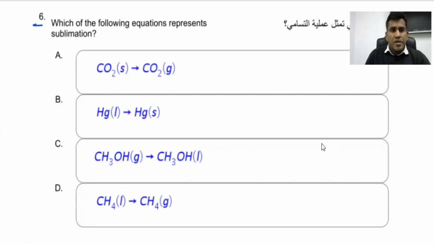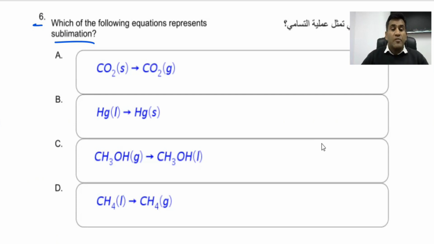Question number 6 is, which of the following equations represents sublimation? So what actually is sublimation? Sublimation is basically a phase change due to the transfer of heat. When we talk about phase change, some compounds go from solid to liquid, then liquid to gaseous, and there are some compounds which convert directly from solid to gaseous without passing through an intermediate liquid state. The process of converting solid to gas by supplying heat is called sublimation.